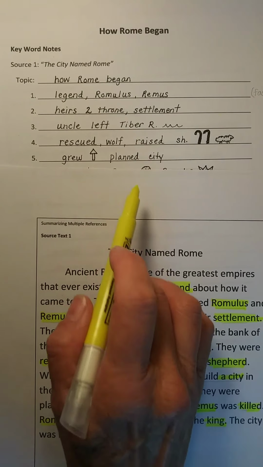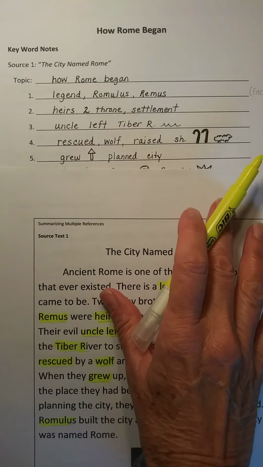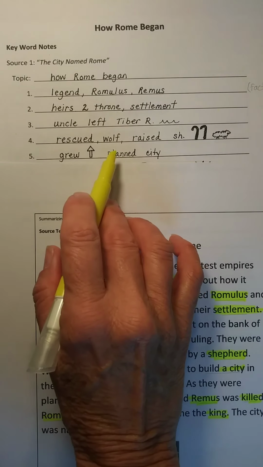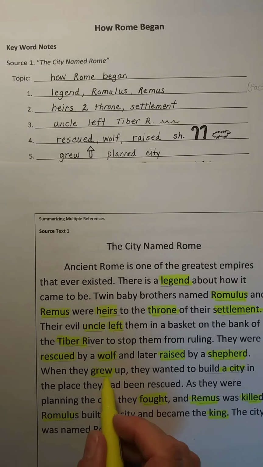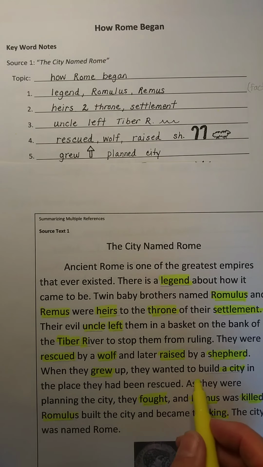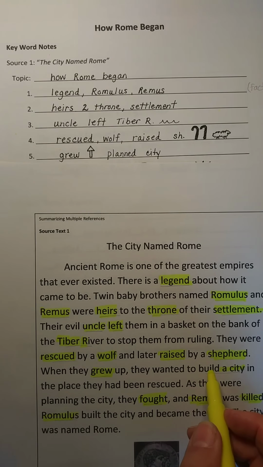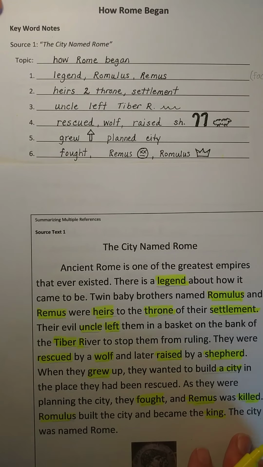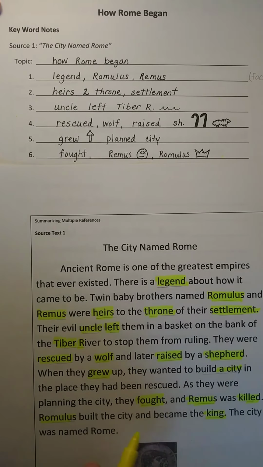Grew up, and they planned a city. Because they didn't build the city before they fought. They fought before the city was built. So they actually were just planning it. Okay, so they grew up, and I didn't put build because they didn't build it yet. They were just planning it. Okay, then they fought, and Remus was killed, and Romulus became king.